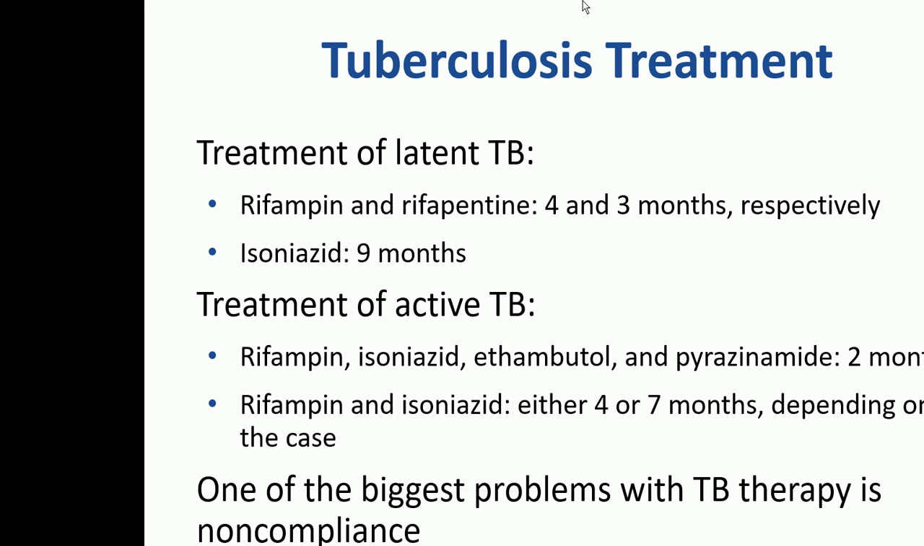And these are the names of some of the drugs which are given to patients suffering from tuberculosis. This is rifampin and rifapentine, and these drugs are given for a long time period. Isoniazid is given for 9 months. So these two drugs are given for 3 to 4 months. These drugs are given for the treatment of latent tuberculosis, and these other drugs are given for the treatment of active tuberculosis.